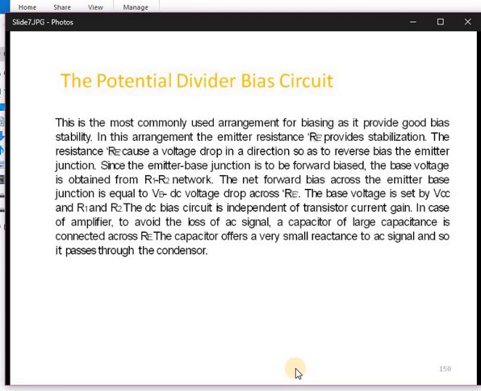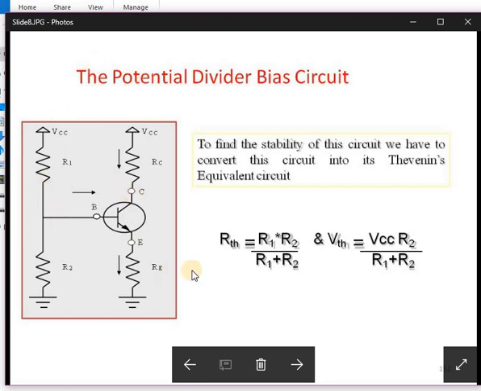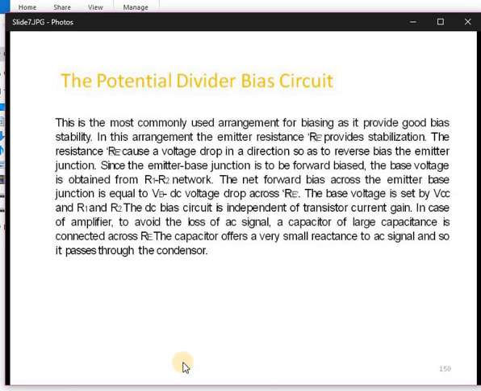In this arrangement, look at the circuit. Here the emitter resistor RE provides the stabilization. The resistance RE causes a voltage drop in a direction so as to reverse bias the emitter junction. Due to the resistance RE, the voltage drop is in a direction that reverse biases the emitter junction.